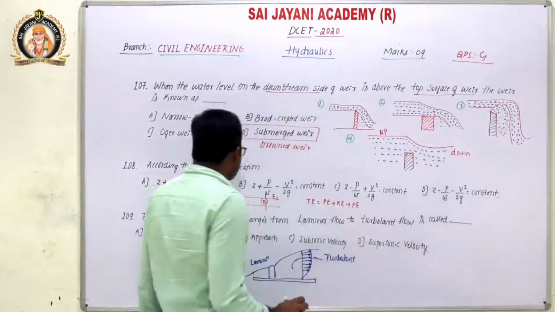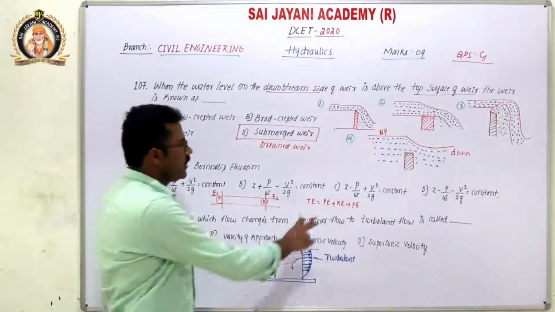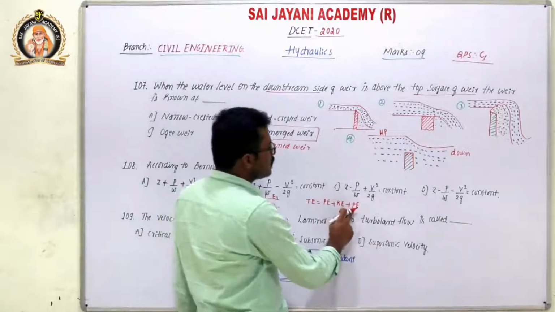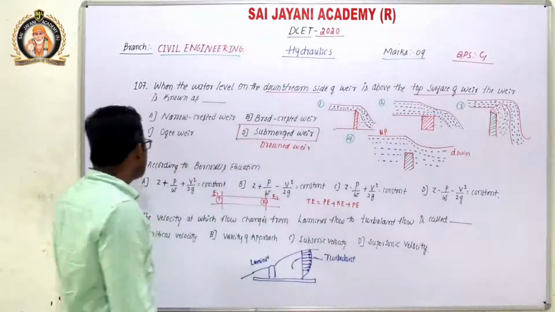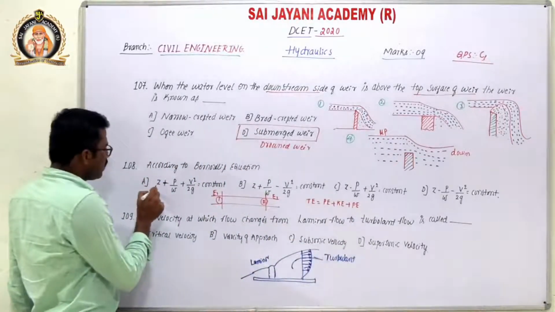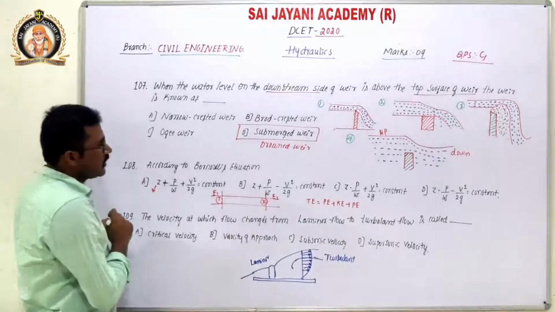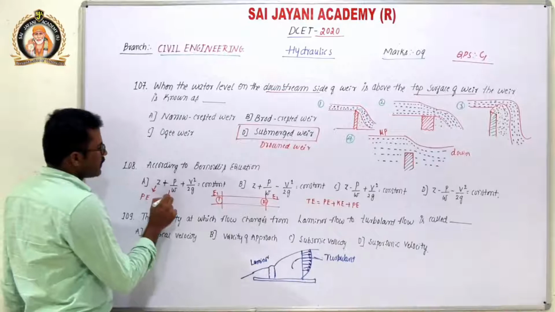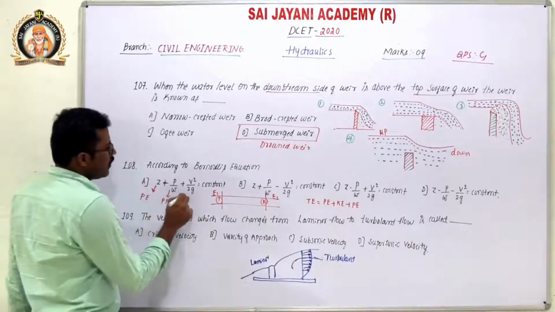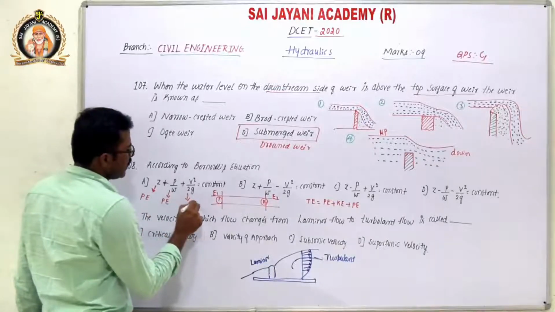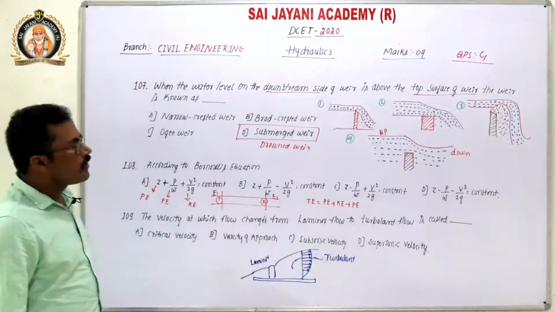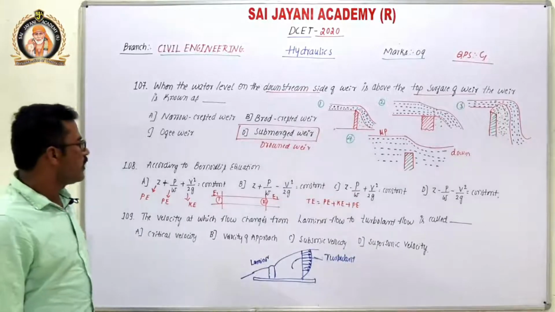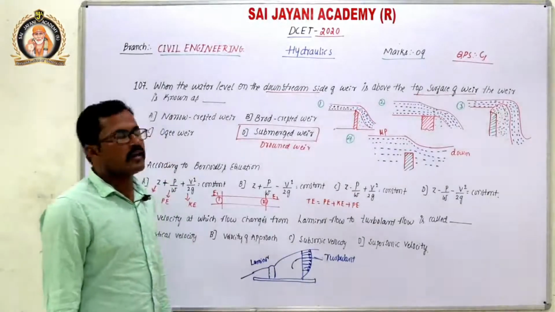So potential energy is also known as potential head, kinetic energy is also known as kinetic head, and pressure energy is also known as pressure head, where Z represents the potential energy, P by W represents the pressure energy and V square by 2G represents the kinetic energy. So the sum of potential energy, pressure energy and kinetic energy in a flowing liquid remains constant.